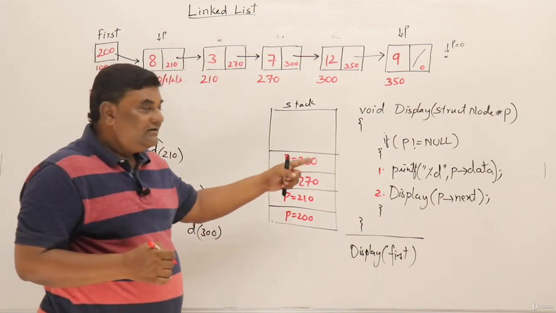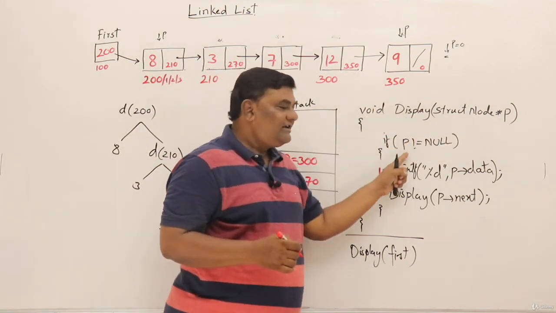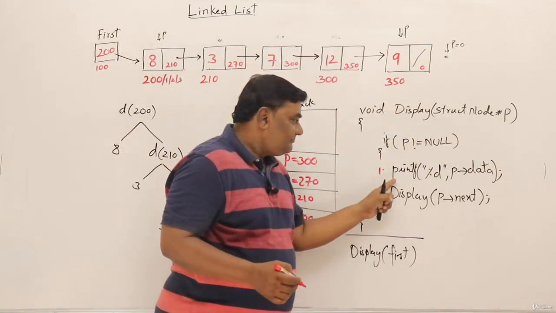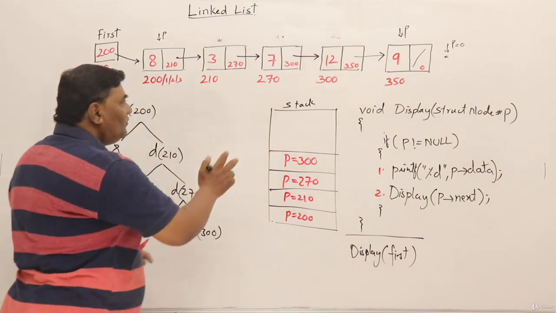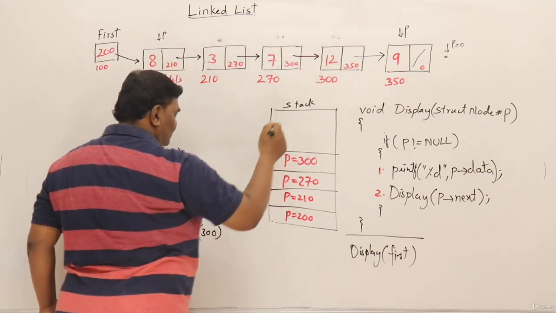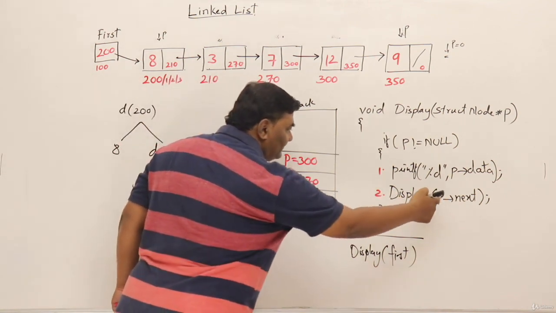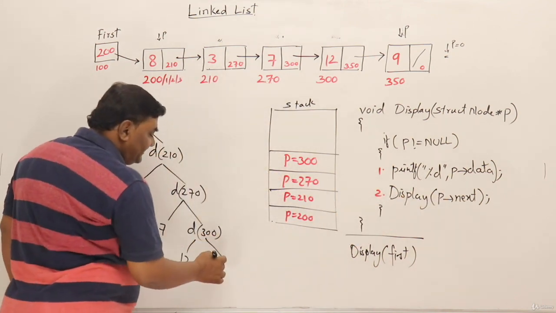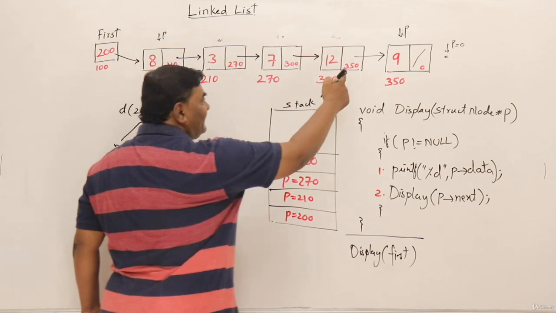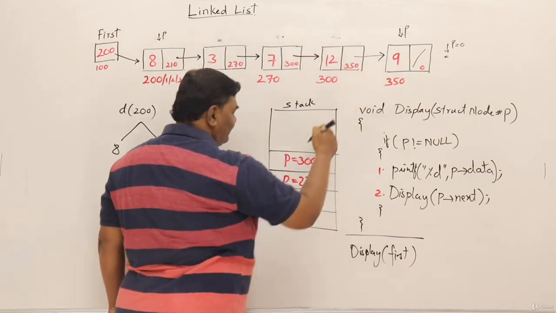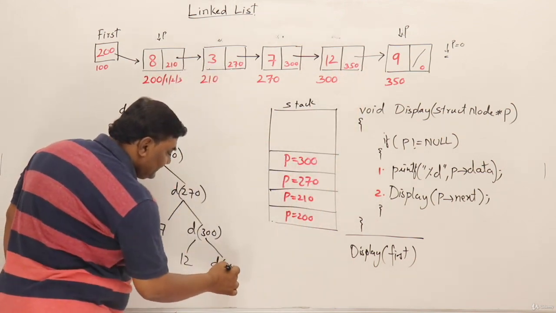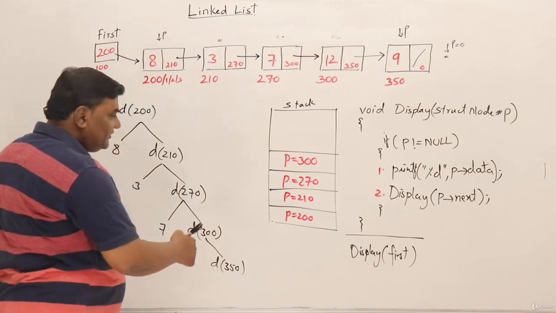Now in this call, P is 300. 300 is not null. Then print. What is the value inside this one? 12. The next call, to next node D. So what is the address here? 350. 350 is passed.